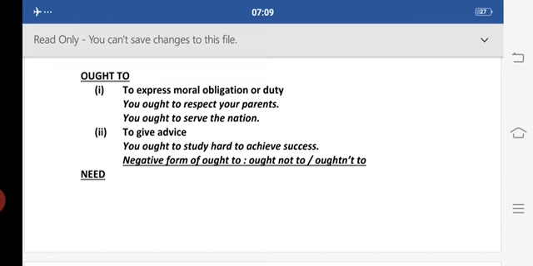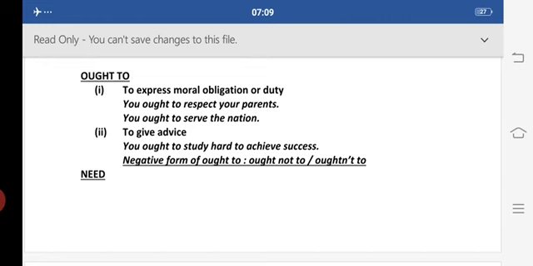Now this is a sense of moral duty. There is nobody who has obliged us to do this thing. There is no compulsion. This is only a moral duty that we ought to respect our parents, we ought to serve our nation. I ought to phone my parents because it's my moral duty. Now if I have to frame a sentence with not, I just simply add not between ought and to, right?